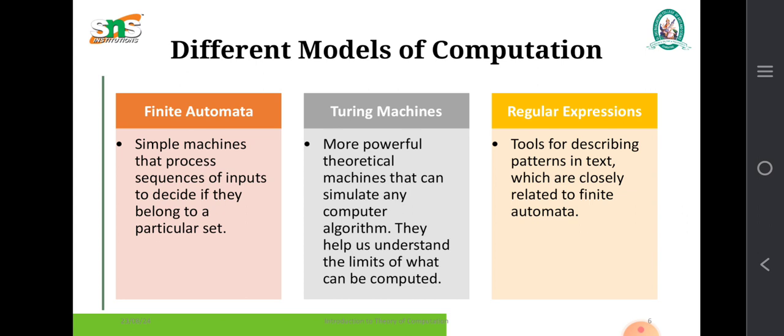This is a more powerful theoretical machine that can simulate any computer algorithm. They help us to understand the limits of what can be computed. So it will find out the limit of the problems that can be computed. And next one is regular expressions, tools for describing patterns in texts, which are closely related to finite automata.